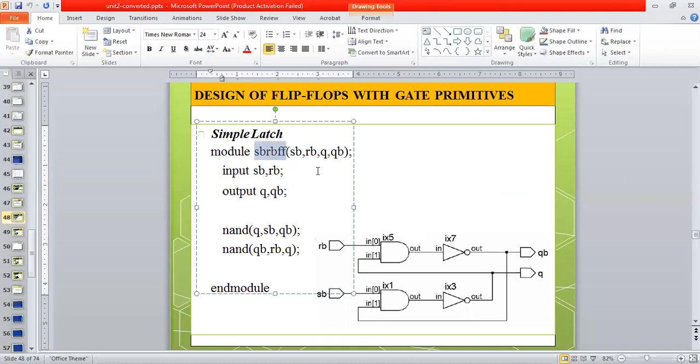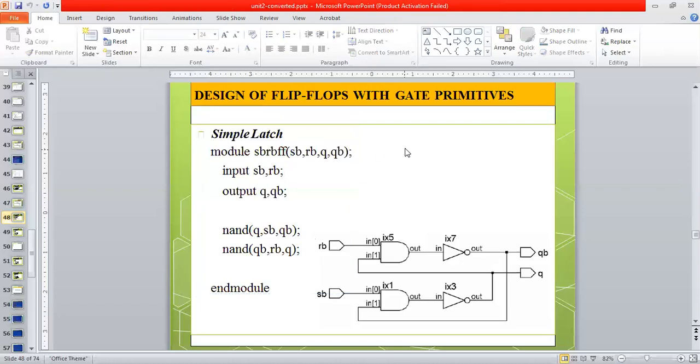So in that, what are the inputs here? Inputs are SB and RB. Okay, students, SB and RB are the inputs for this circuit. That's why I am describing SB and RB as the inputs for this circuit. And what are the outputs here? Q and QB are the outputs for this circuit.